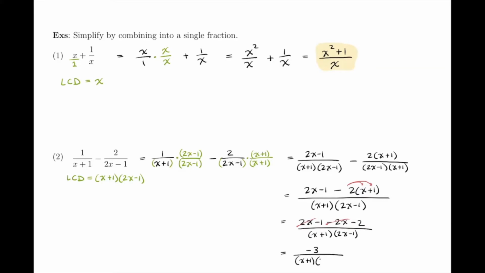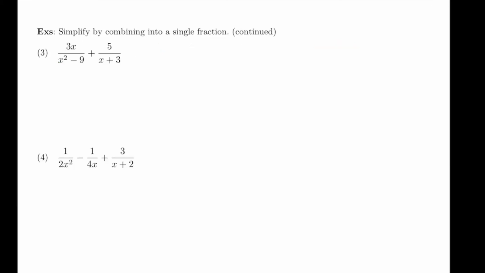In our denominator, again, don't ever try to distribute or FOIL or multiply out the denominator if it's already factored. It wants to be factored. It is in its best form that way. And so here is our most simplified version of subtracting those two fractions.